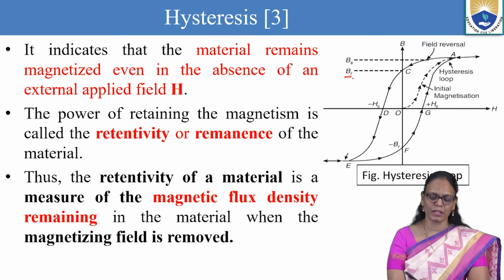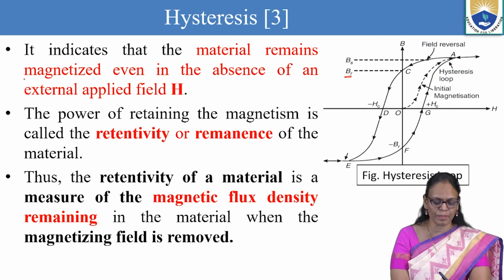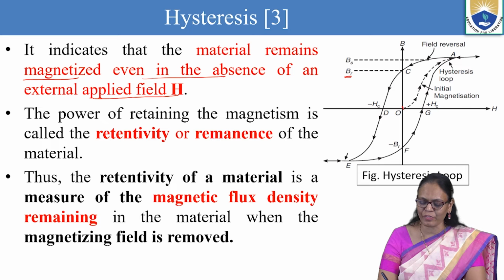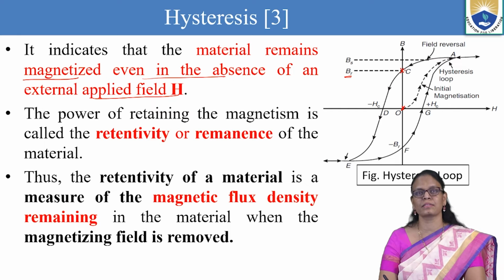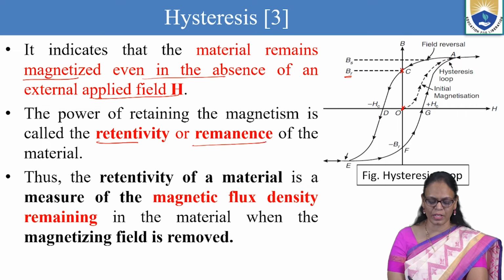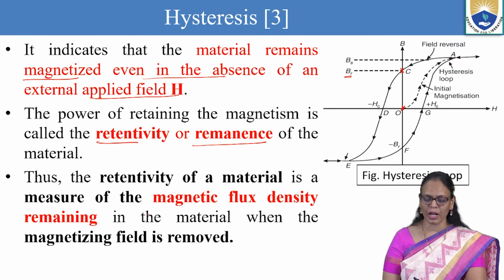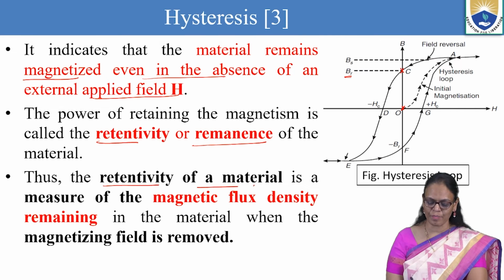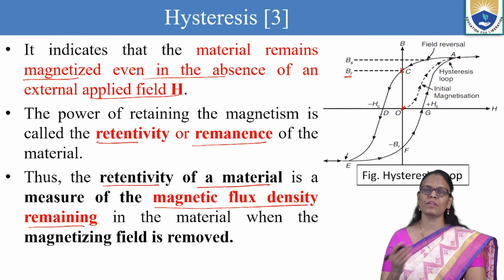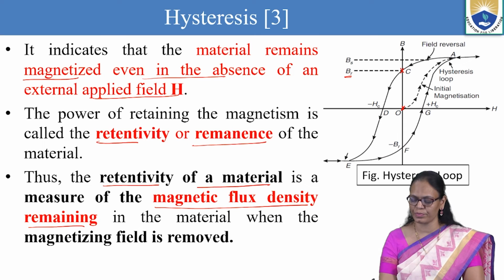Now what does it indicate? That the material remains magnetized even in the absence of the applied field H. The applied field H is 0, there is no applied field, but still it has some magnetism BR. We call this retentivity or remanence. The power of retaining the magnetism we call retentivity or remanence of the material. This retentivity of a material is a measure of the magnetic flux density remaining in the material even when the magnetic field is removed.